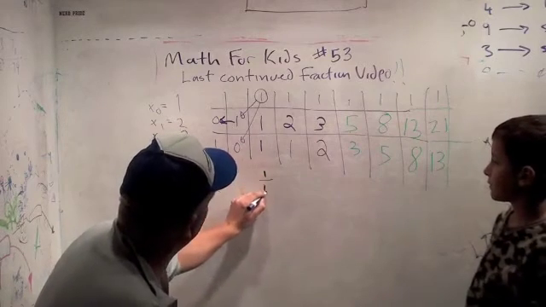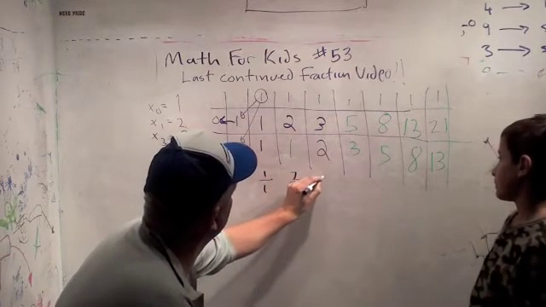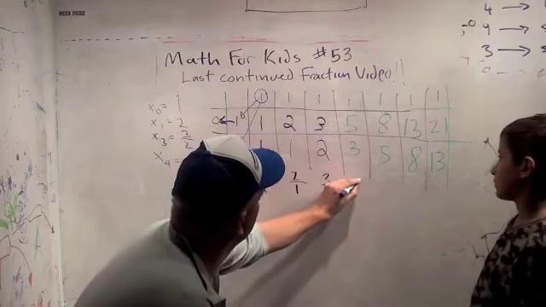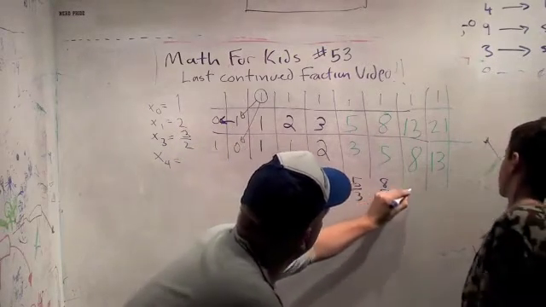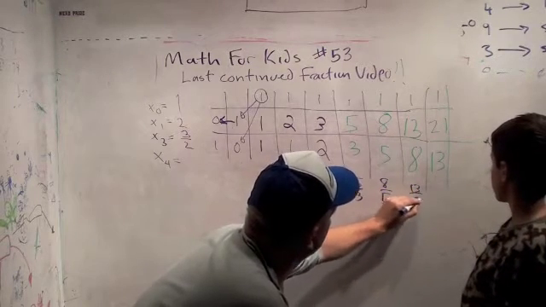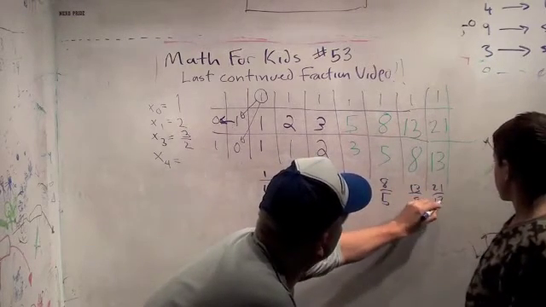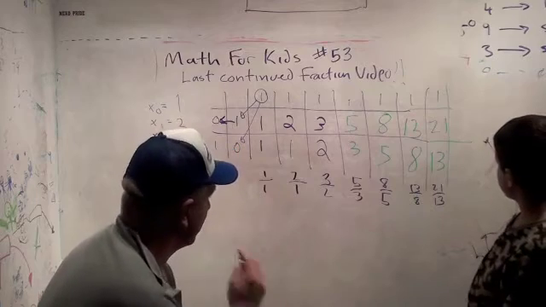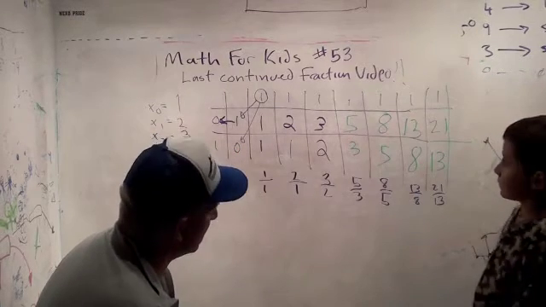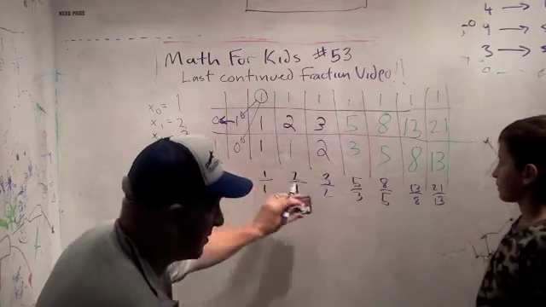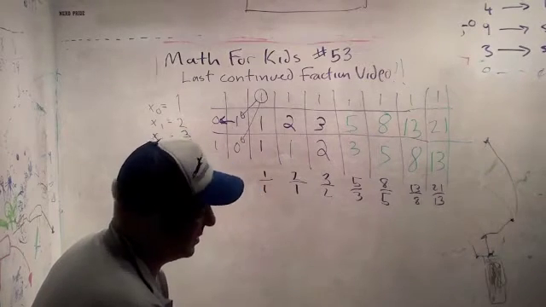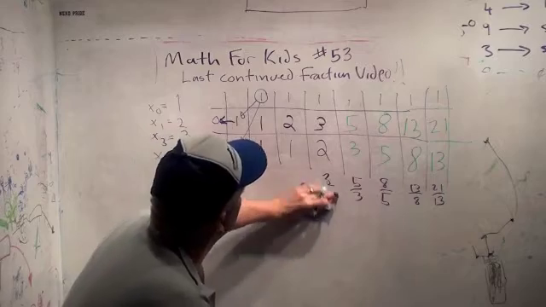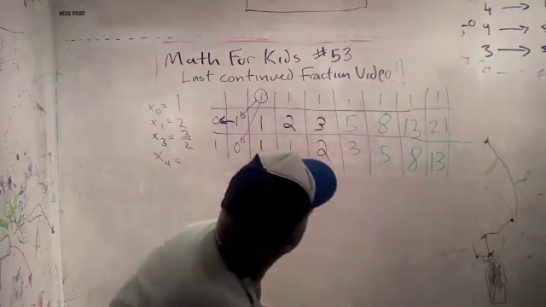So this is 1 over 1, 2 over 1, 3 over 2, 5 thirds, 8 fifths, 13 eighths, and 21 thirteenths. Okay. Now we're gonna see some special stuff about these fractions, which are called the convergents of the continued fraction. Now this is where math can get really, really fun.